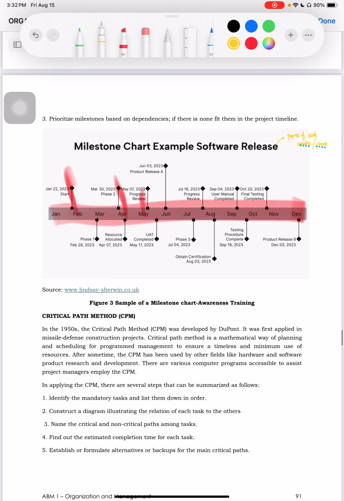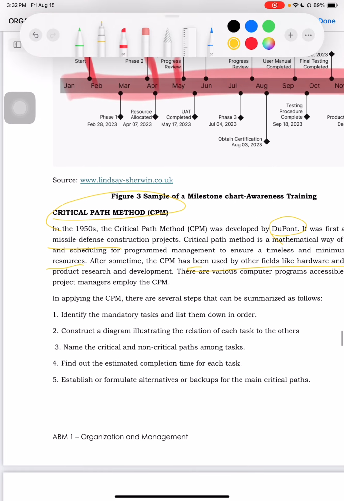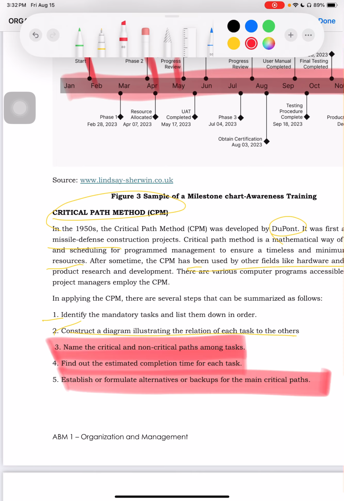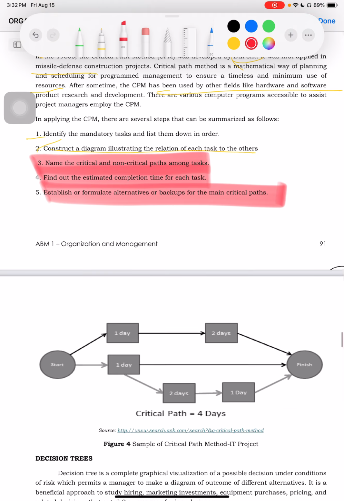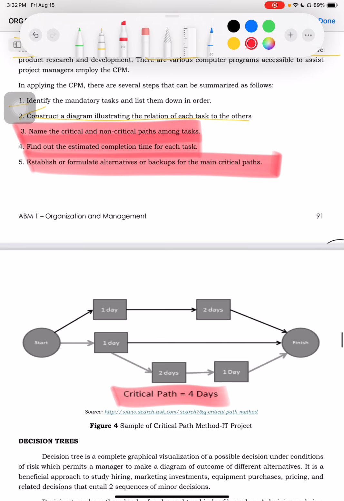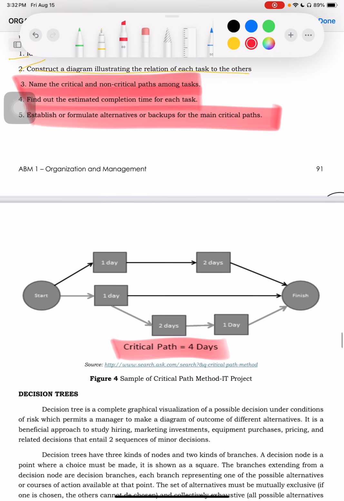Okay. Next is critical path method. The CPM was developed by DuPont, first applied in the missile defense. So CPM has been used by other hardware and software. Usually these are the things to be done: identify the mandatory tasks, construct the diagram, name the conditions, and each of these things. So these are the examples of critical path. Makita nimo on how the things are done in the organization. Okay?